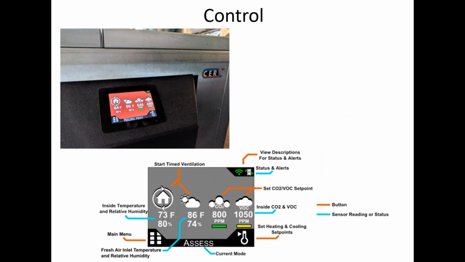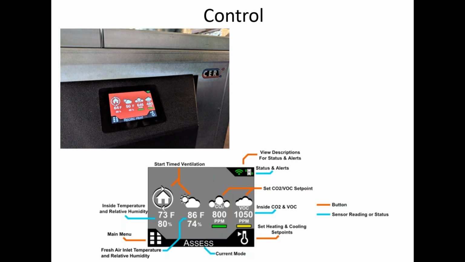The control screen, this is the one built into the unit, but it's the same controller that you would see online with the app, or if you have the wireless controller as an option. The home screen here shows the current status. The house icon is above the current indoor temperature and humidity levels. The cloud is the outdoor temperature and humidity. And then the CO2 and VOC levels are shown in parts per million.